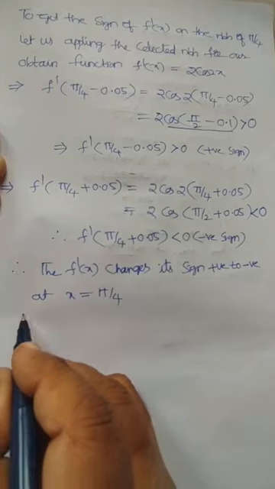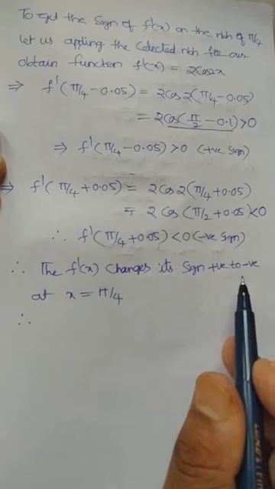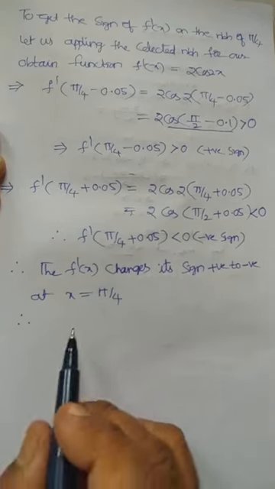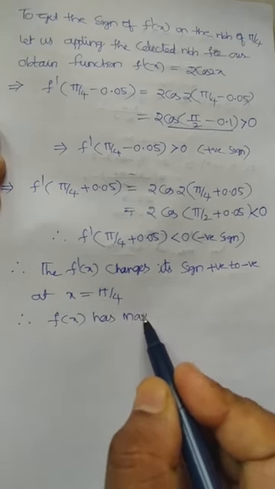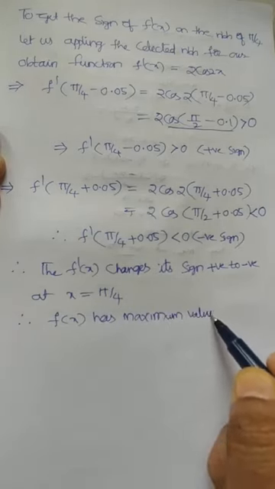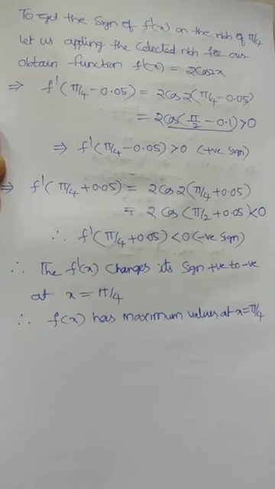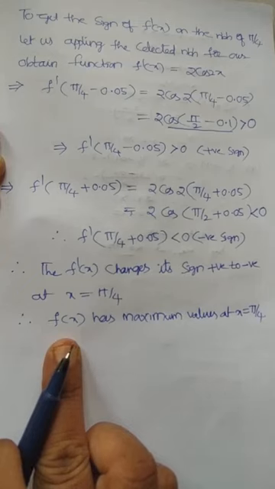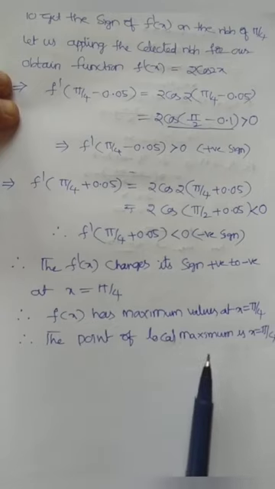As we learnt in the note, whenever f dash of x changes its sign from positive to negative at any critical point, f of x has maximum values at x equals pi by 4. So this is the conclusion we can make. At x equals pi by 4, the given function has maximum values. Therefore, the point of local maximum is x equals pi by 4.